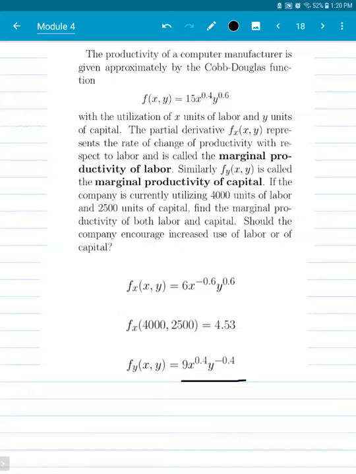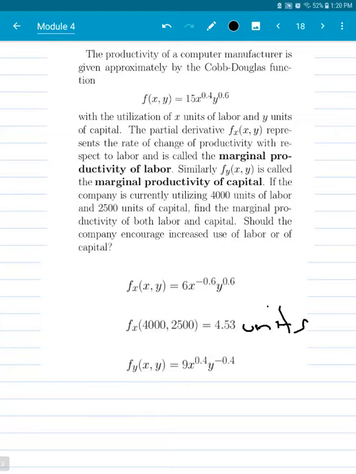Now, given those two partial derivatives, we plug in the given 4,000 units for x, 2,500 units for y. So that means you will be using your calculator. You'll be substituting for x and y values, and you will be getting this answer, 4.53 units.